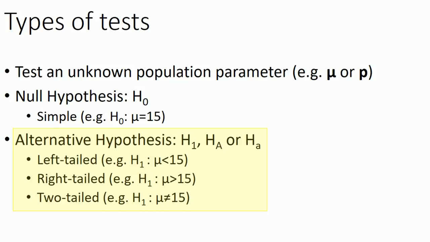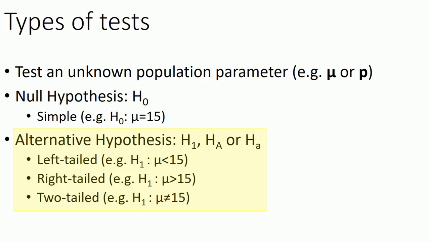So H1. There are three types of alternatives: a left-tailed alternative, a right-tailed alternative, and a two-tailed alternative. The left-tailed alternative says that the mean, instead of being equal to 15, is, say, less than 15. A right-tailed would say it's more than 15, and the two-tailed is accommodating for both of those possibilities. So we say not equal to 15, either greater or less than, but just not equal.